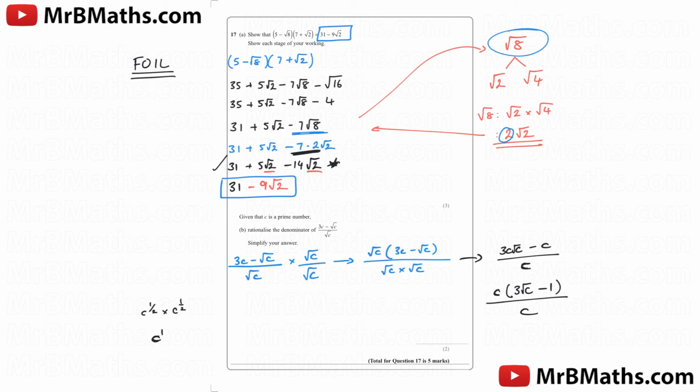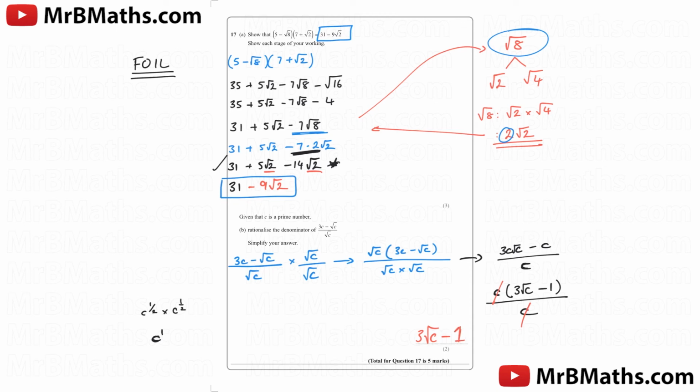And now because these are products, what that means is we can multiply them. So it's c times the entire bracket divided by this c here. We can cancel these two c's. So our simplest version is 3 root c take away 1.